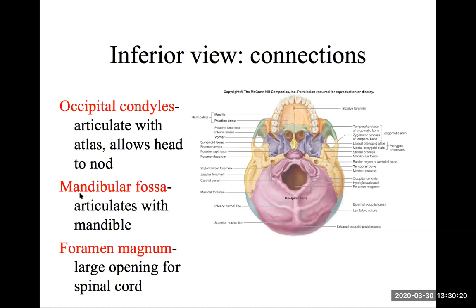We can also see from here the other joint I mentioned, which is with the mandible. Right here and right here, we have the mandibular fossa, and this is part of the temporal bone, and it is where the mandible will connect. That's the jaw joint.